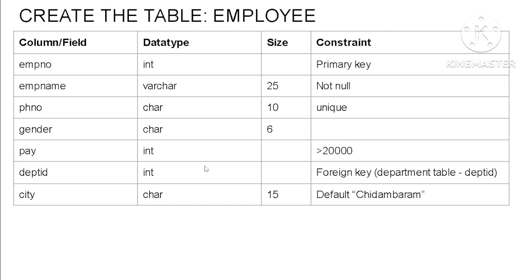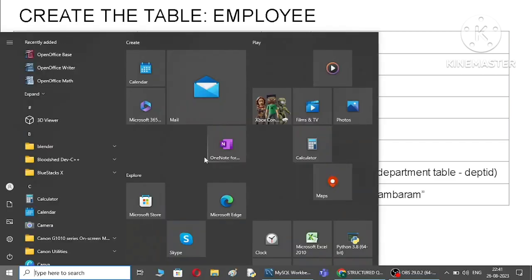Now let us learn how to create a table of this structure. What are the columns in the table? Employee number, name, phone number, gender, basic pay or pay, department ID, city. So if you look at these columns, it is automatically understood this is an employee table. So employee number is the primary key. Department ID is the foreign key because department ID is the primary key in the department table. This is some other table, so it is called a foreign key. And data types are mentioned here. Now let us see how to create a table of this structure.